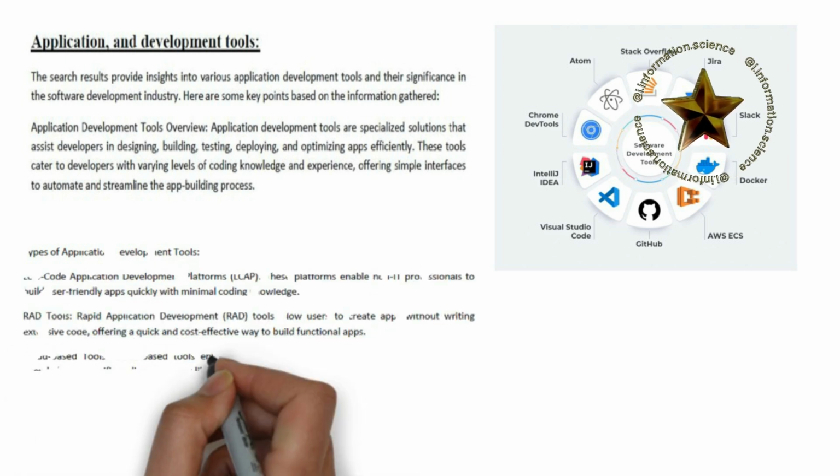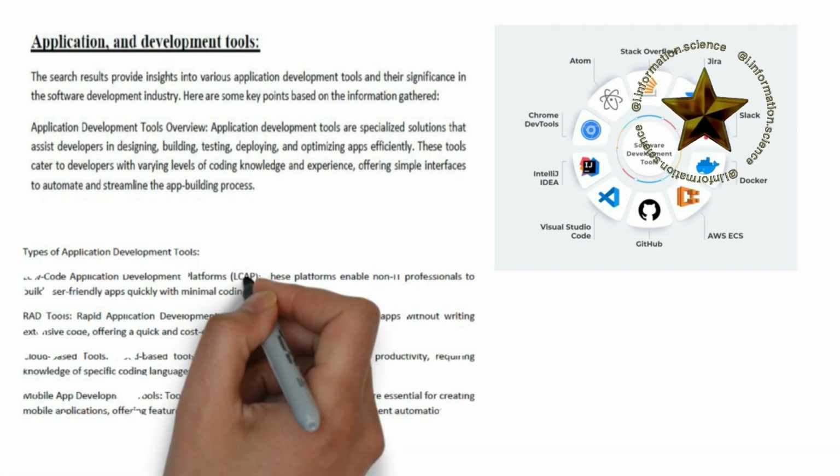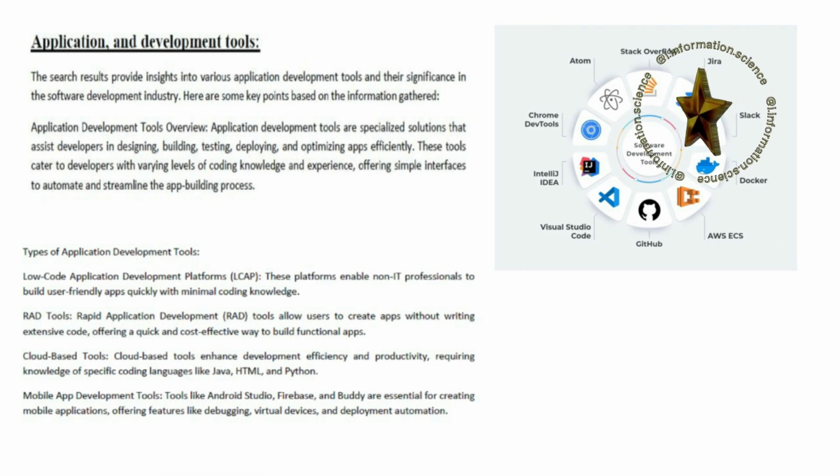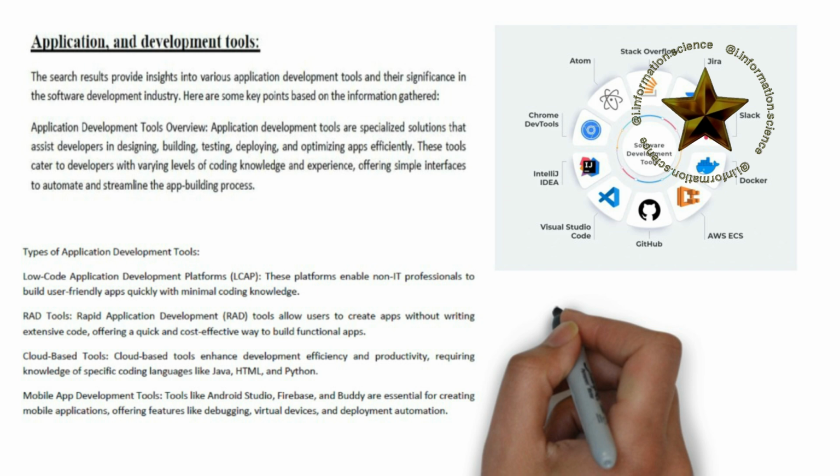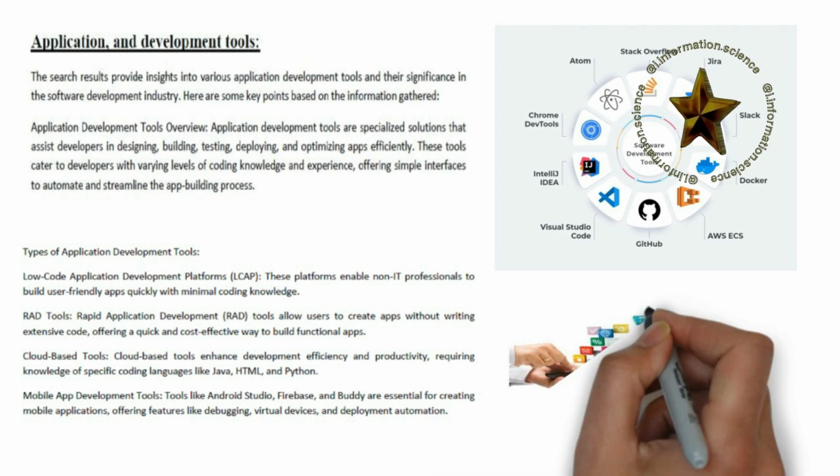Types of application development tools. Low-code application development platforms, LCAP. These platforms enable non-IT professionals to build user-friendly apps quickly with minimal coding knowledge. RAD tools, Rapid Application Development tools, allow users to create apps without writing extensive code, offering a quick and cost-effective way to build functional apps.